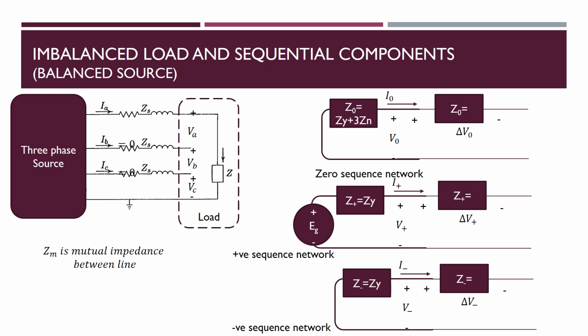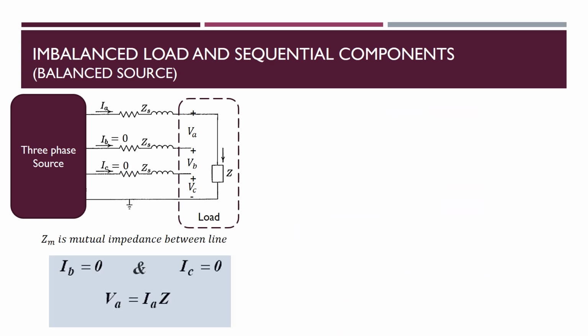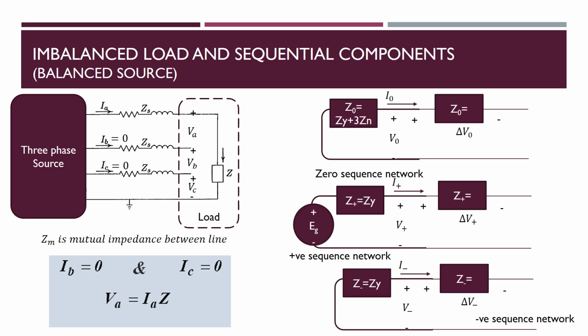You have modeled your system, and you have to model your load. For that, you know that IB is equal to 0 and IC is also equal to 0. VA is equal to IA into Z. So you have to add the Z in line with the sequence network. You should find the sequence component, or effective component, on the sequence network.